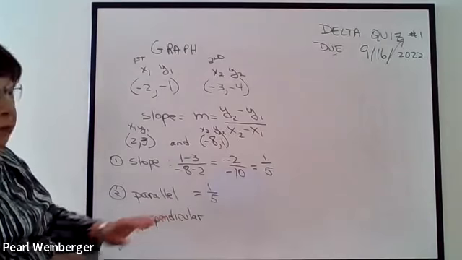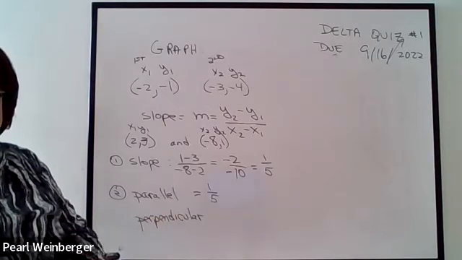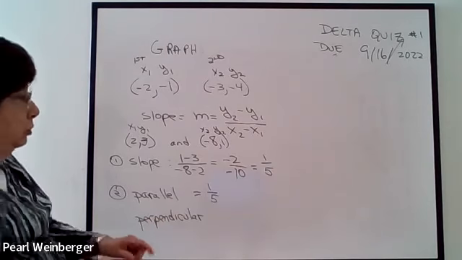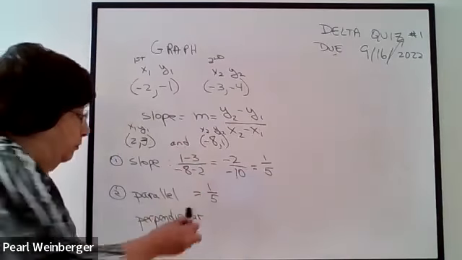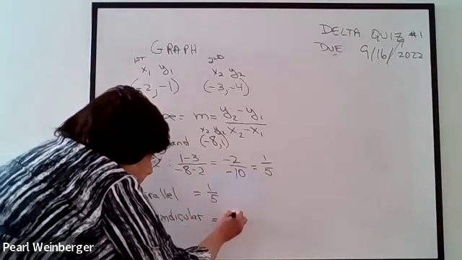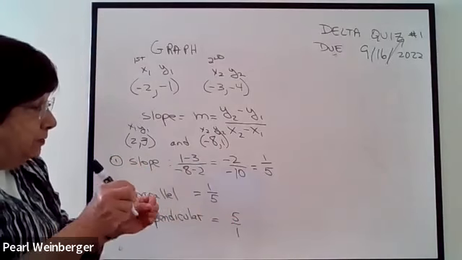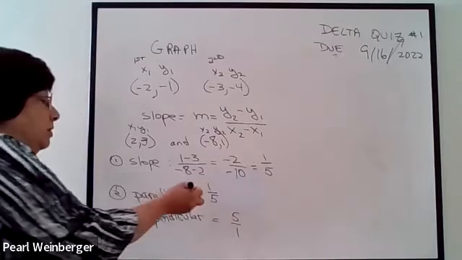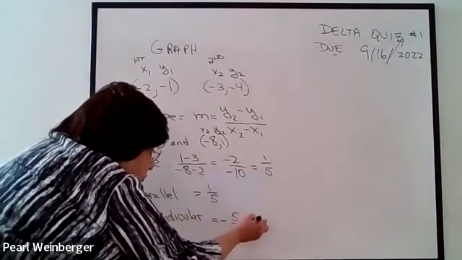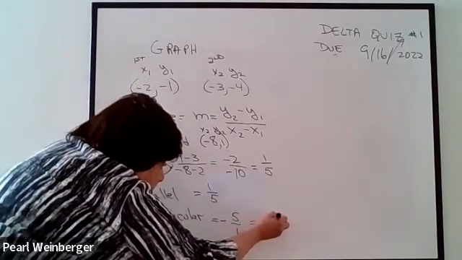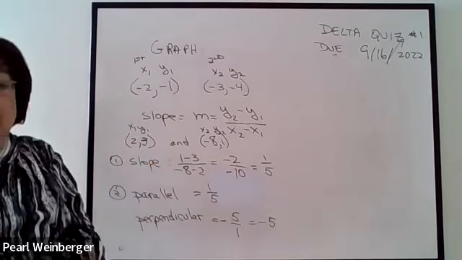Okay, what about perpendicular lines? Well, perpendicular lines, we know that their slopes are opposite reciprocals. So if my original line has a slope of 1/5, I have to flip it over, which will give me 5/1, but I also have to switch its sign. It's opposite. This is a positive answer. This one is going to be negative. -5/1, or if you wanted to, you could just write it as -5, because as you remember, any number that has a 1 on the bottom could be written as the whole number.